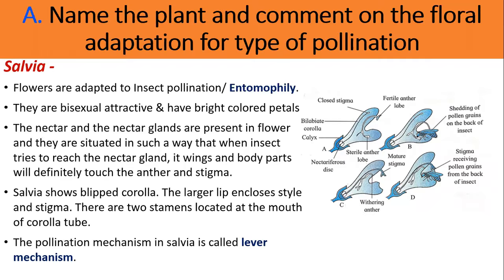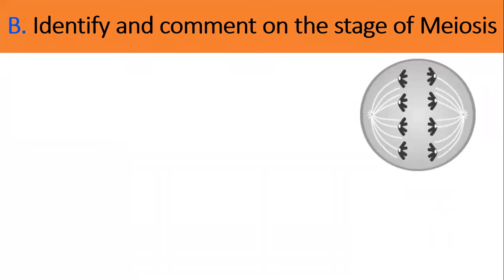Now on spot B, there will be a question: identify and comment on the stage of meiosis. Here, they might provide you a diagram like this. Looking at this diagram, you have to identify which stage this is. This is anaphase 1. How did I understand it is anaphase 1, not anaphase 2? The reason is, look at the chromosomes. The entire chromosomes are moving towards the opposite poles. In anaphase 2, the chromosome will break at the centromere and then move towards opposite poles. So when you look at the chromosomes, if they are complete, then it is anaphase 1.